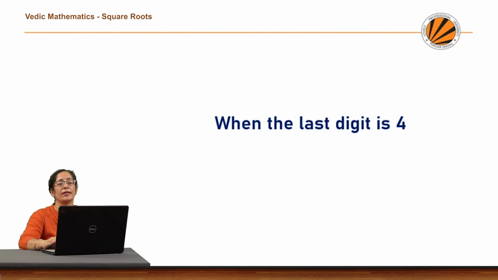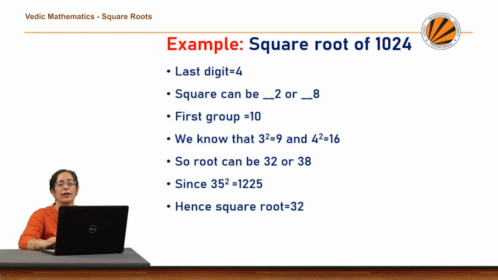Let's see an example when the last digit is 4. Here we are looking for the square root of 1024. Right? So the last digit is 4. In order to find the square root, it can be a number ending in either 2 or 8, because 2 square is 4 and 8 square is 64. Here the first group is 10 and we have to make a guess about it. So 3 square is 9, 4 square is 16, so we have to choose 3. Right? So the answer can be either 32 or 38.